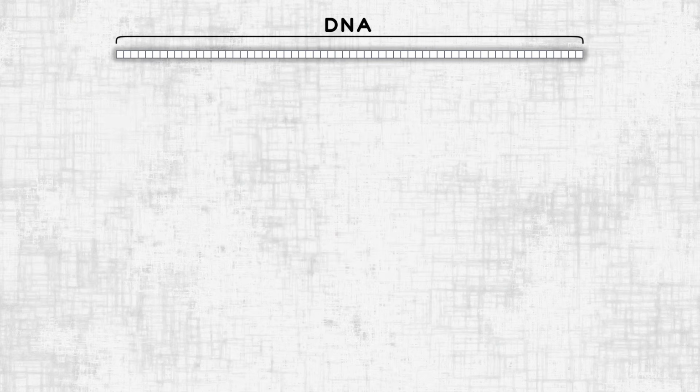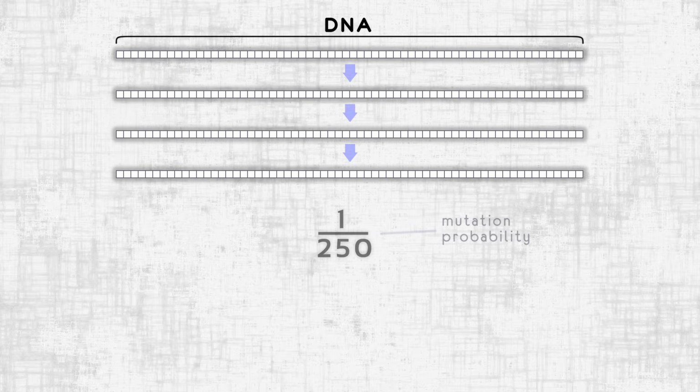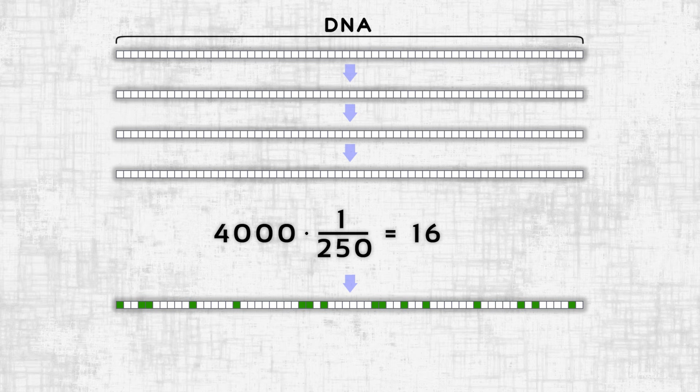Let's imagine an organism that leaves exactly one offspring. With a probability of 1 in 250, a mutation arises in its offspring. It's not difficult to calculate that after 4,000 generations, approximately 16 mutations will occur.